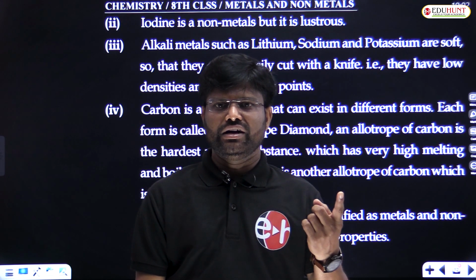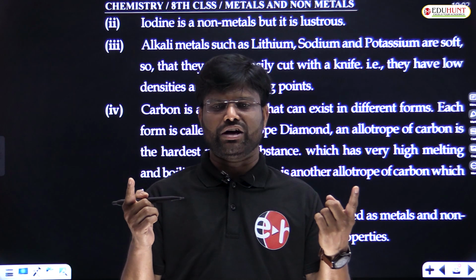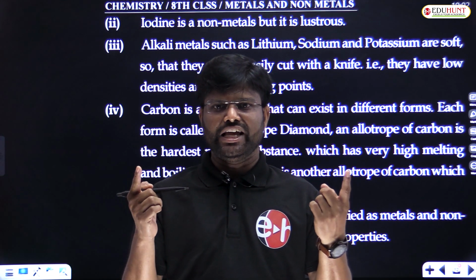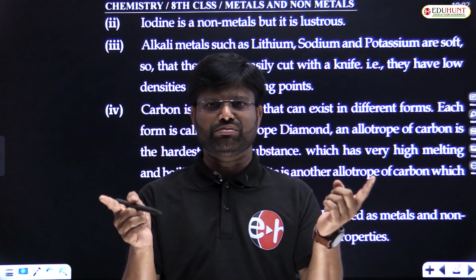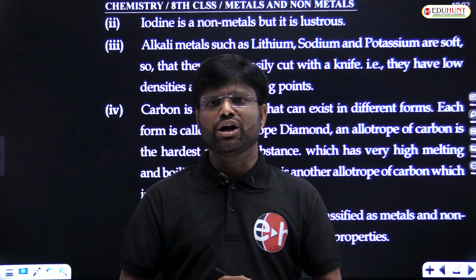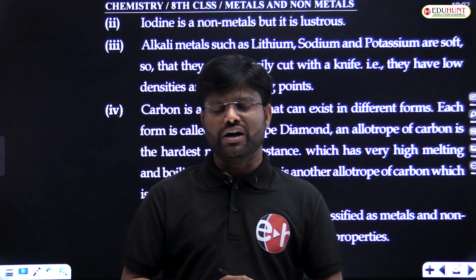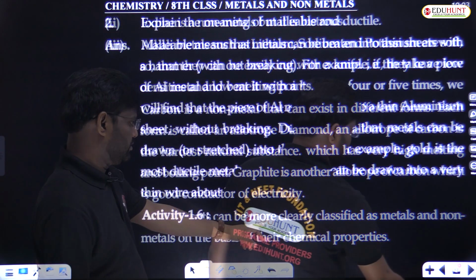Suppose diamond is made up of carbon, graphite is also made up of carbon. The same element is in diamond and graphite, but in different physical forms. That is called an allotrope. Allotropes of carbon: diamond, graphite. So next one.